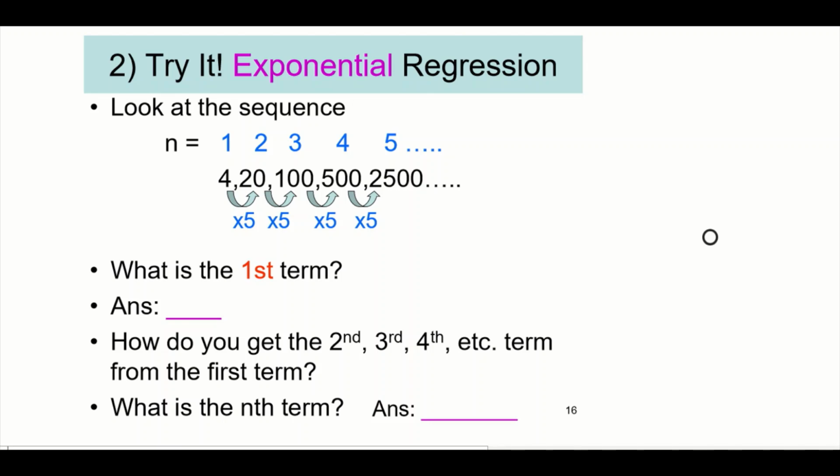Let's look at the second example, where my term 1 to term 5 is 4, 20, 100, 500, and 2,500. So let's recall the general term, where Tn is A times m to the power of n minus 1. What's my first term? My first term will represent A, which is 4. And how we get the second, third, fourth from the first term is that we will multiply by 5. So 5 becomes my multiplier m. Hence, let's sub in the values: 4 times 5 power n minus 1.